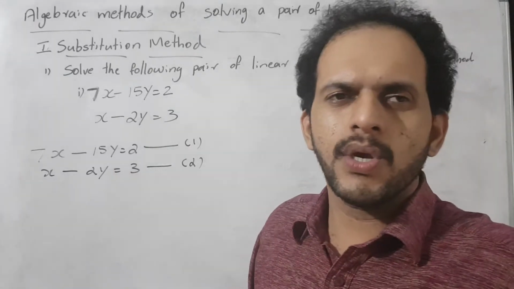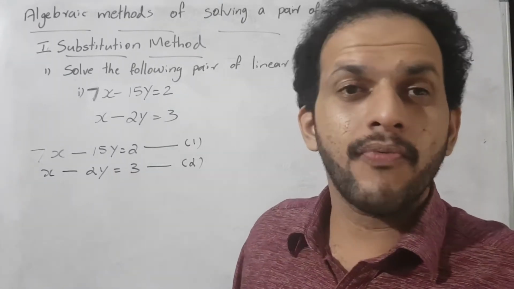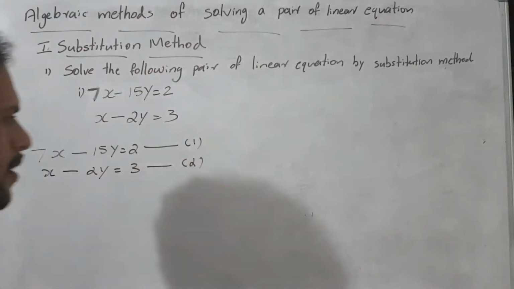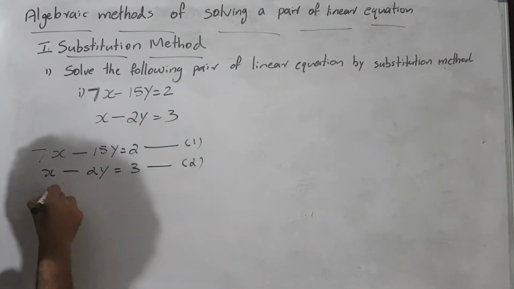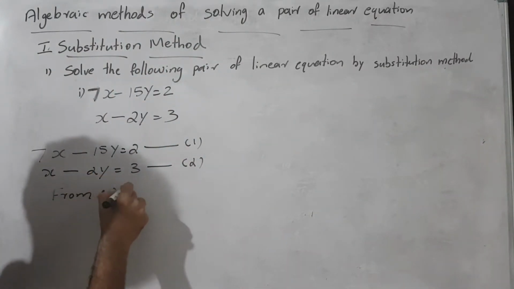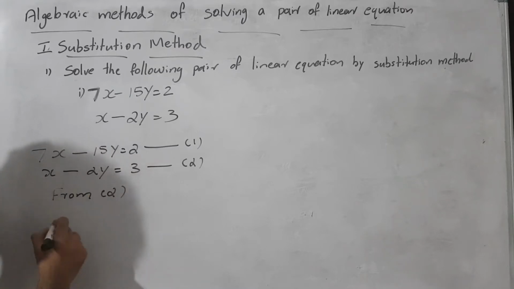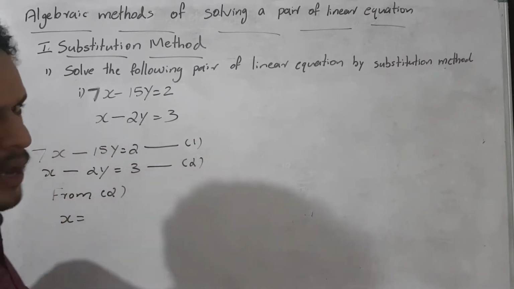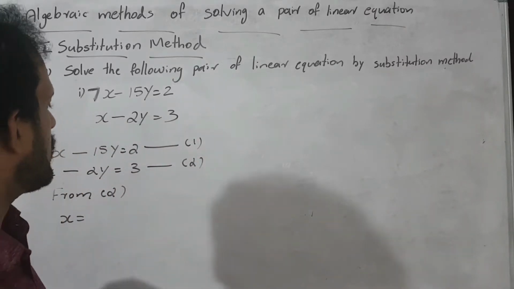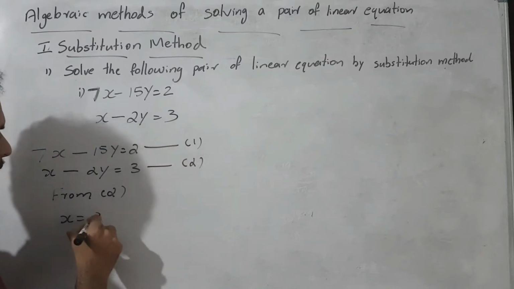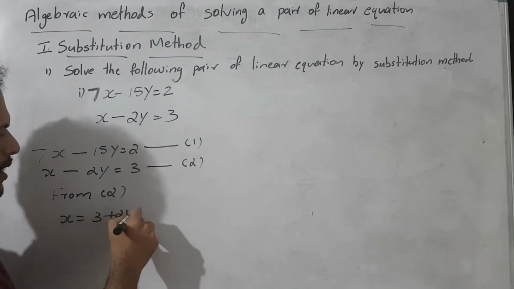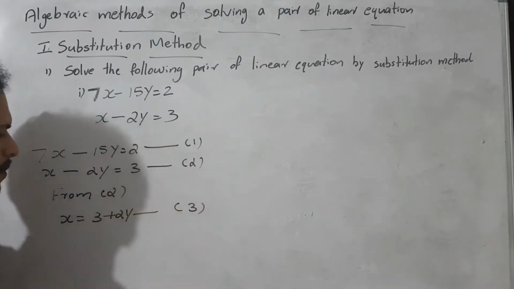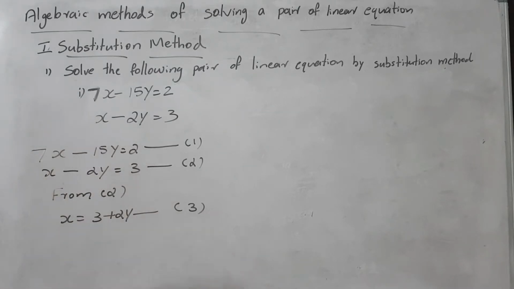Equation 2 is very easy to convert in the form of x is equal to. So, from equation 2, it is possible to write x is equal to, transposing minus 2y to the right side. Then we get 3 plus 2y. That is equation 3: x is equal to 3 plus 2y.